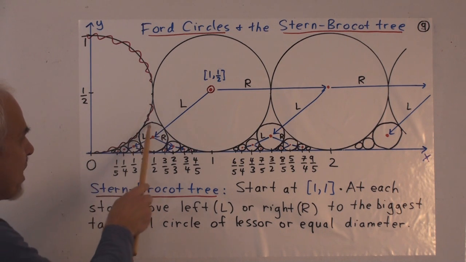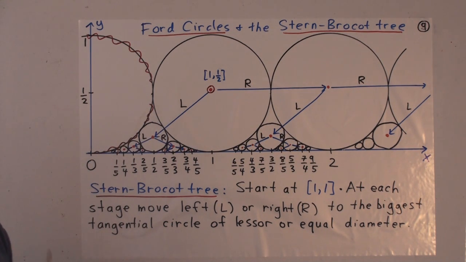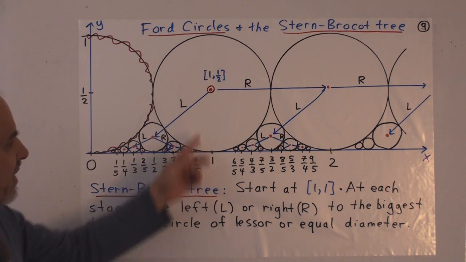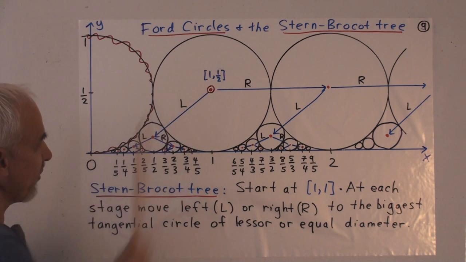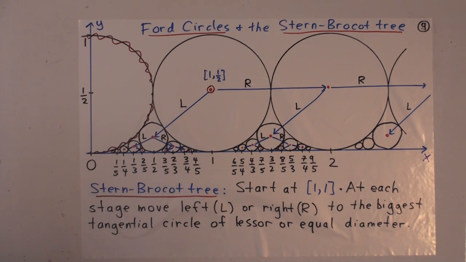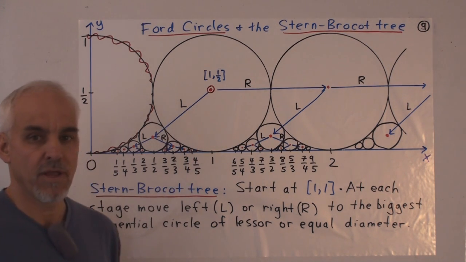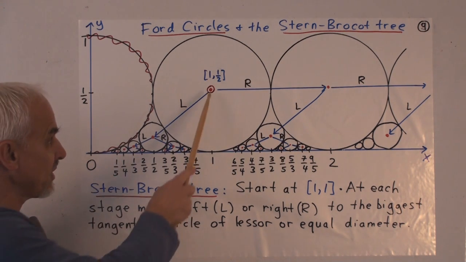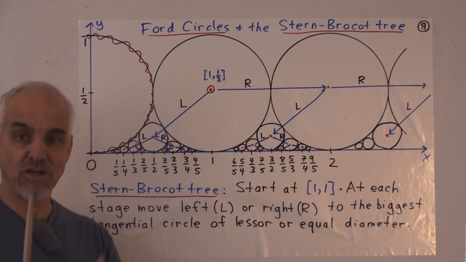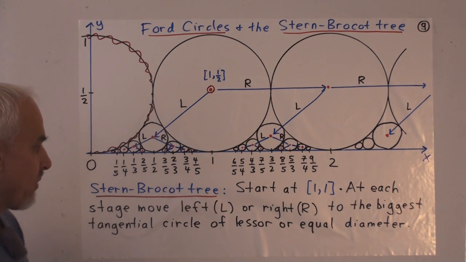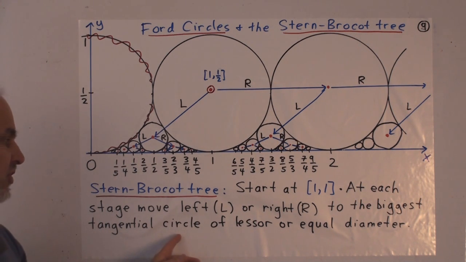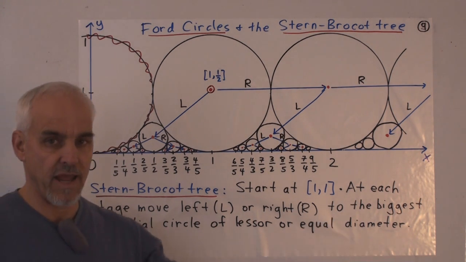And for convenience, we're going to rub out this 0, 1. We're going to ignore it, and start out with the circle above the number 1. So its point here is 1.5. And the way we get the Stern-Brocot tree from this is we're going to move either left or right from the center of one circle to the center of an adjacent touching circle. And at each stage, we're going to move left or right to the biggest tangential circle of lesser or equal diameter.